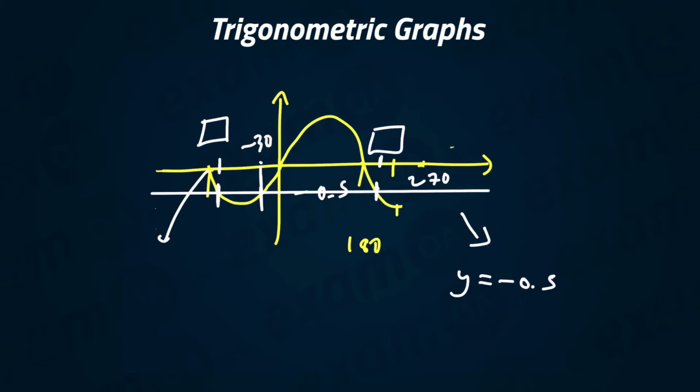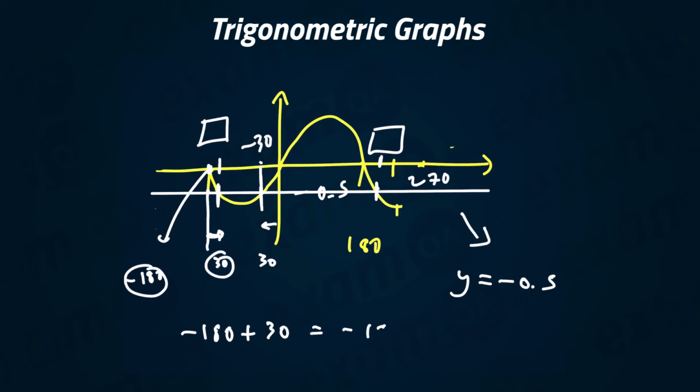This, remember, is minus 180. If I went back 30, I'm going to go forward 30 from here. Okay, so I was at minus 180. I'll go forward 30, minus 180 plus 30. That should give me minus 150. Therefore, that is minus 150. Okay, how did we get that? From the symmetrical shape of the graph.